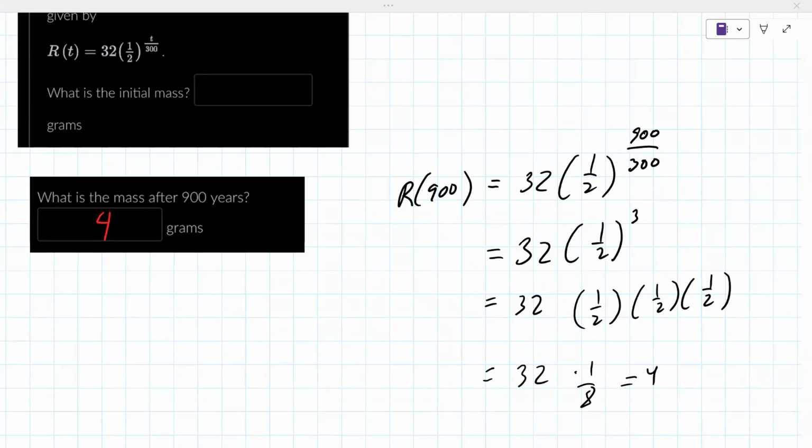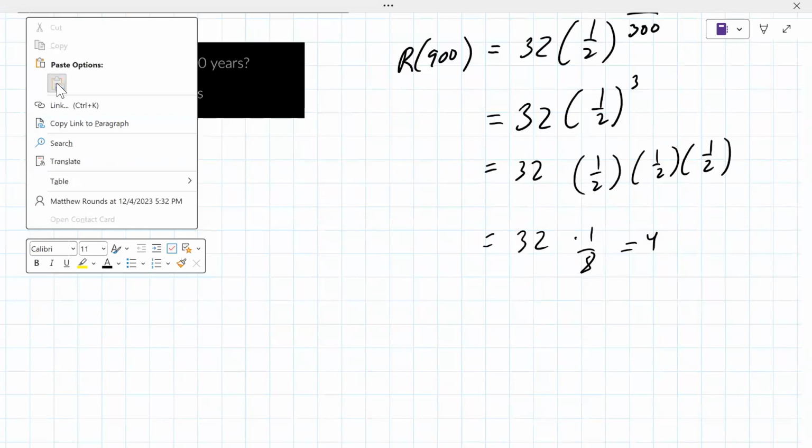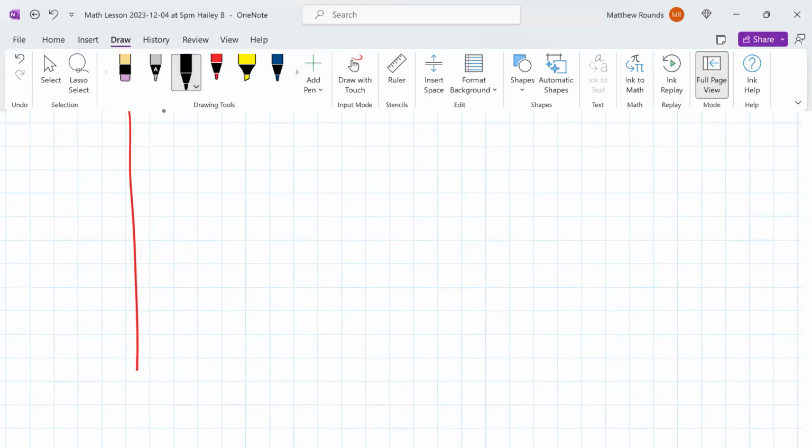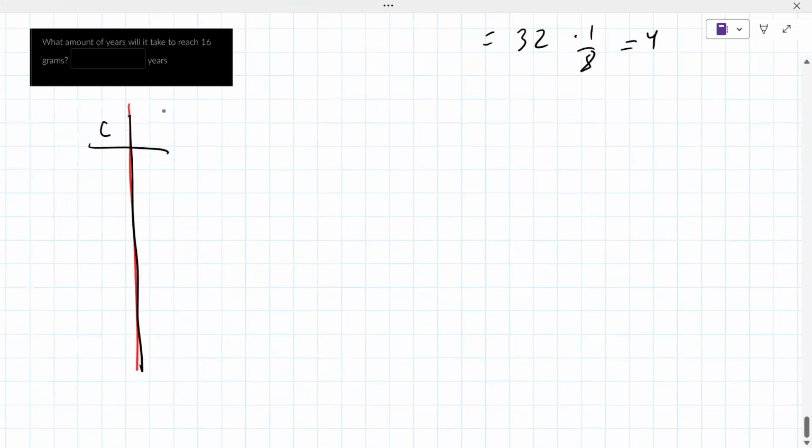All right. So the last question is easier done in a table. In year zero, how much was there in year zero? What was the initial quantity we said for part A?